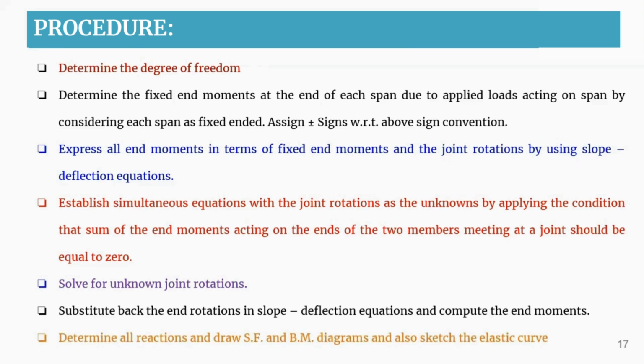Then you're going to draw the free body diagram. For that free body diagram, you're going to determine all the reactions. After finding the reactions, you can draw the shear force diagram, the bending moment diagram, and then you can plot the elastic curve also. So this is the entire procedure that you are going to follow for the slope deflection method. These are the sequence of steps to follow.